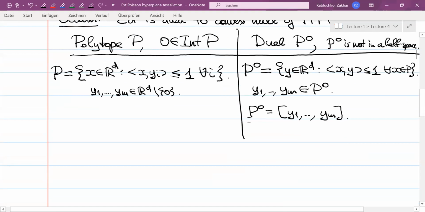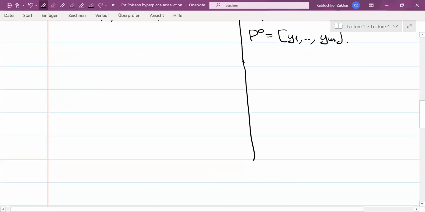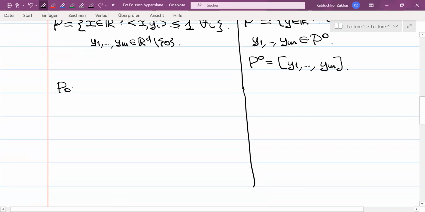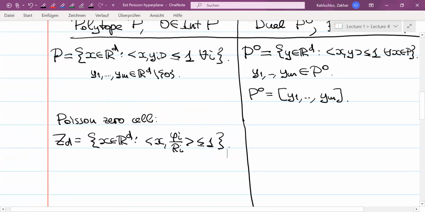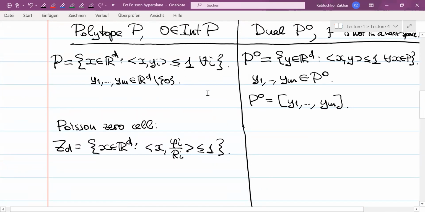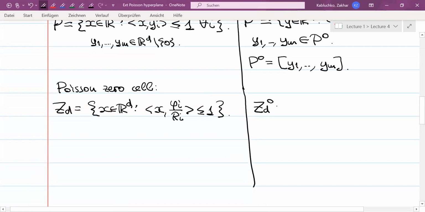But anyway, we are considering the Poisson zero cell, and it is given by the following system of inequalities. It is Z_d, given as the set of all x in R^d such that x multiplied by the random direction phi_i divided by R_i is smaller or equal than 1. So it is exactly a form which we need to construct the dual polytopes, and that's why the dual polytope of the Poisson zero cell is given by the convex hull of the points phi_i divided by R_i, i from 1 to infinity.